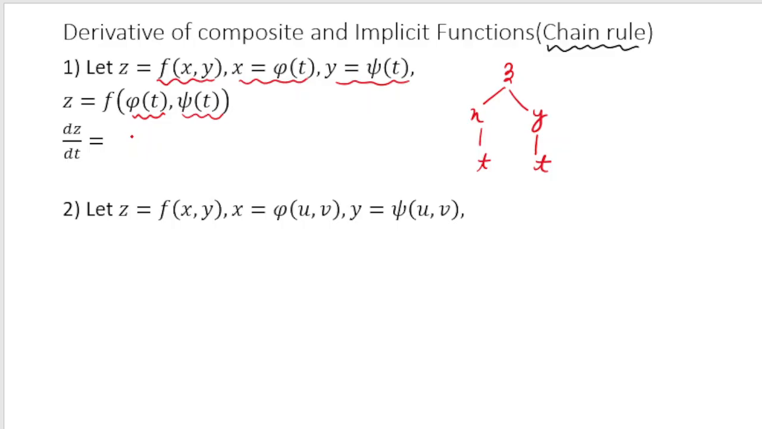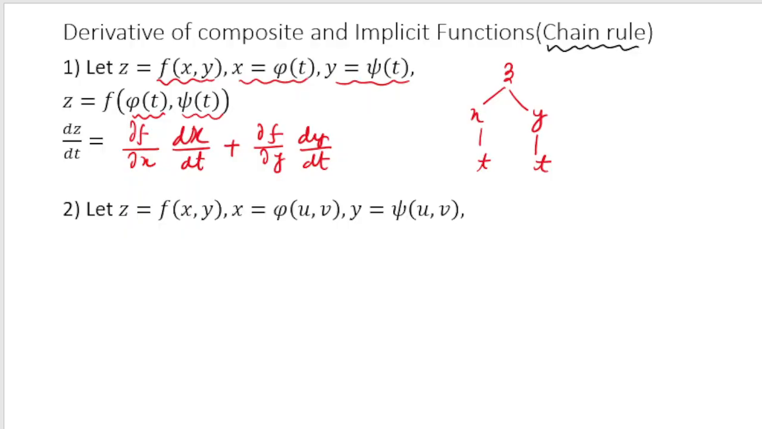To find dz by dt, first of all we differentiate this function partially with respect to x, and then x being a function of t, I differentiate x with respect to t. Plus we also differentiate f partially with respect to y, and y being a function of t, I differentiate y with respect to t. I hope you might have noted that when I am differentiating f, I am differentiating it partially with respect to x and here partially with respect to y. But since x is a function of t, I am writing dx by dt, and y is a function of t, I am writing dy by dt.